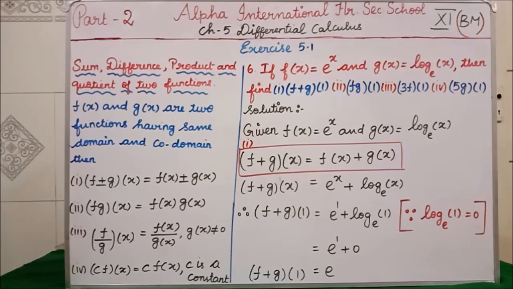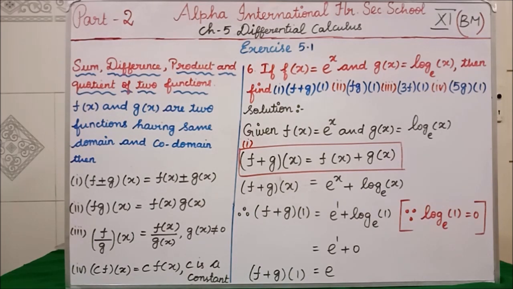Now in product, f into g of x is equal to f of x into g of x, the same in product also. Clear? In the third one, division, f divided by g of x is equal to f of x divided by g of x, but the denominator should not be equal to 0. Clear? Then the fourth one, cf of x is equal to c times f of x, where c is a constant. So based on the rules, now we are going to solve the sixth question.